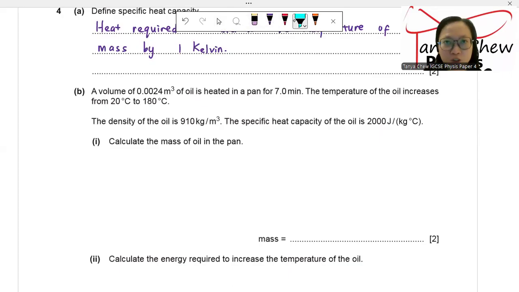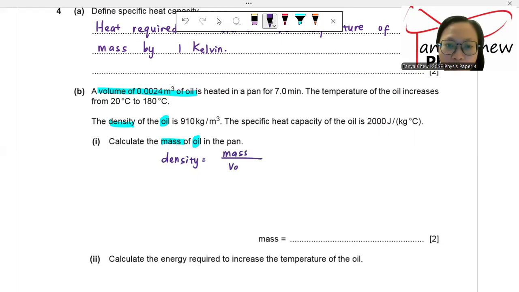Okay, I teach you. Start from the basic. You see density of oil is given. You are asked to find the mass of the oil and check. Oh, the volume of the oil is also being given. This is only 2 marks question. It wouldn't be that complicated. Start to use density is equal to mass over volume. So density of the oil is given, which is 910. Mass of the oil is the one that you have to find. Volume of the oil is given, 0.0024.